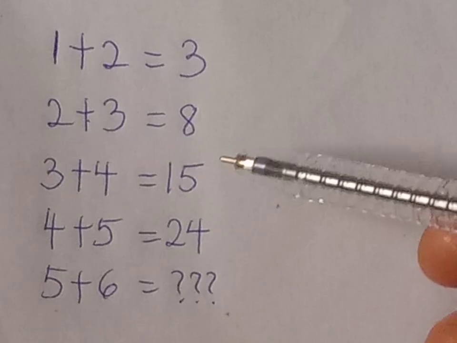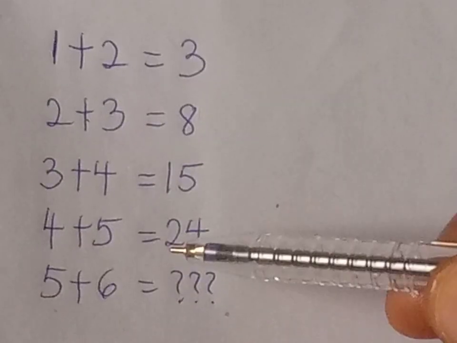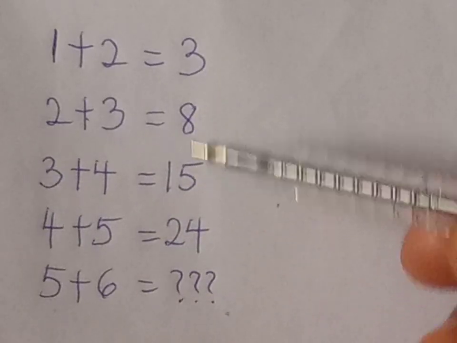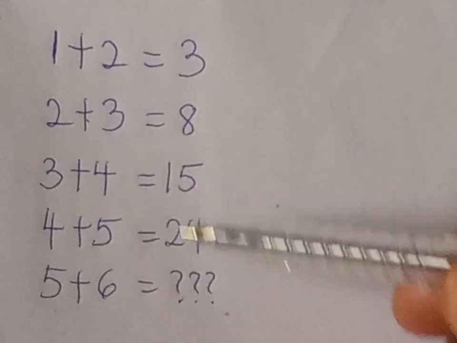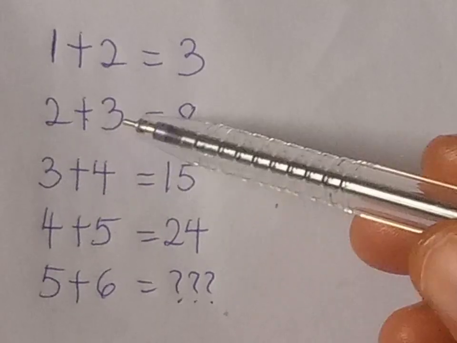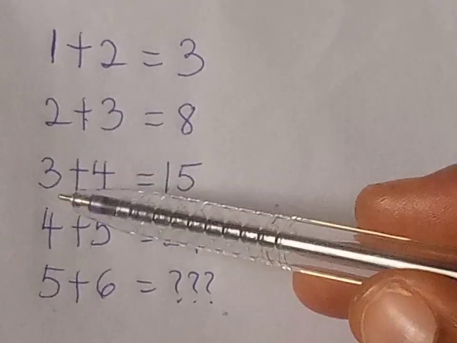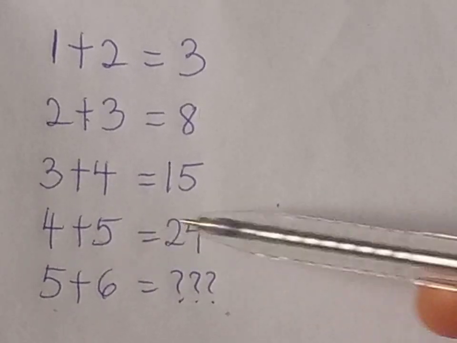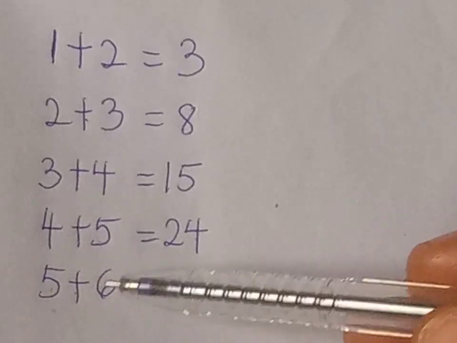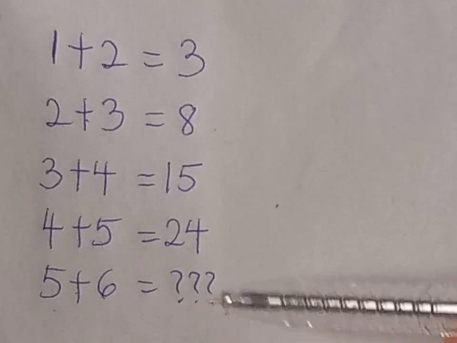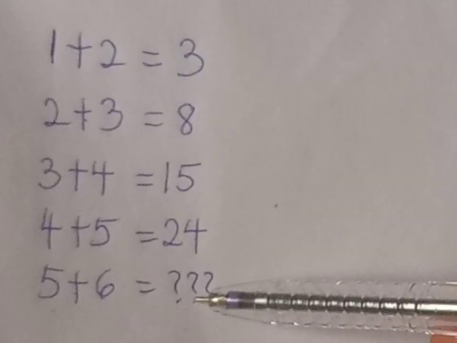Today I have a puzzle that looks extremely easy, but it has confused thousands of people online. Now let's take a look at the puzzle. 1 plus 2 equals 3, 2 plus 3 equals 8, 3 plus 4 equals 15, 4 plus 5 equals 24, 5 plus 6 equals what? We are told to look for the answer of 5 plus 6.